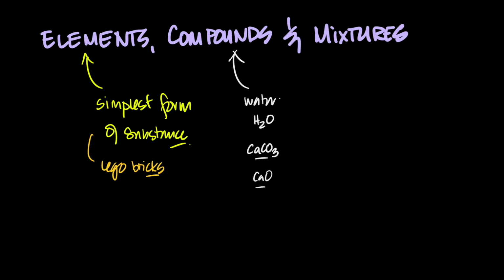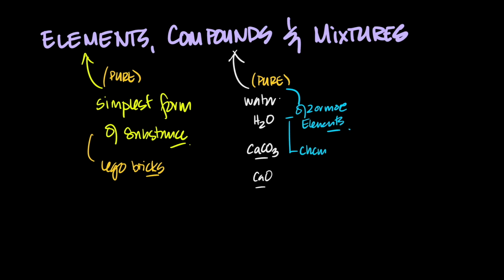They are absolutely pure, just like an element is pure. But the difference between an element and a compound is that a compound can be broken down. So it's a pure substance of two or more elements. Okay. But not just the fact that there are two or more elements, they are also chemically bonded together.